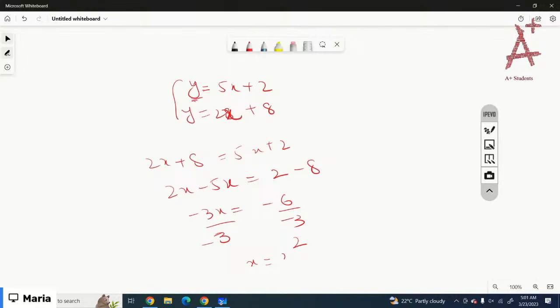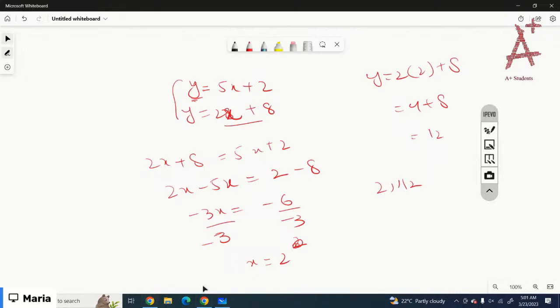Yes, x equals 2. Let's just calculate the value of y. Replace this equation with x equals 2. So it would be y equals 2 times 2 plus 8. 2 times 2 is 4 and 4 plus 8 is 12. So it would be 2 and 12. So the correct option is 2 and 12.